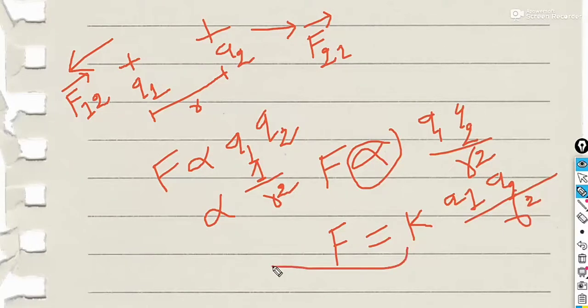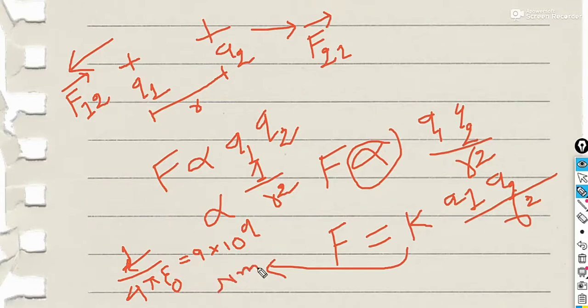We have to remember the value of K, which is basically 1 by 4 pi epsilon naught, and its value is 9 into 10 to the power 9 Newton meter square per Coulomb square. Okay, so we get what K is.